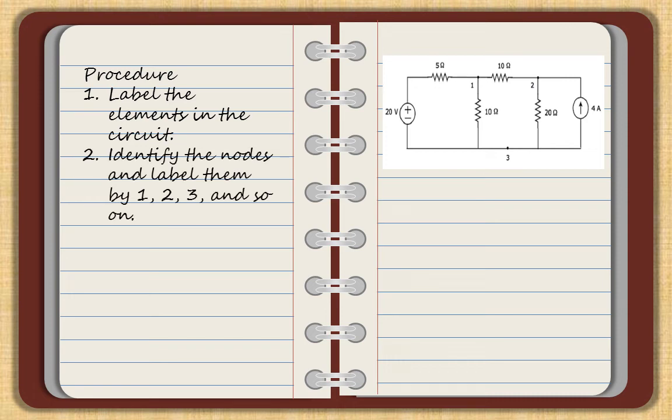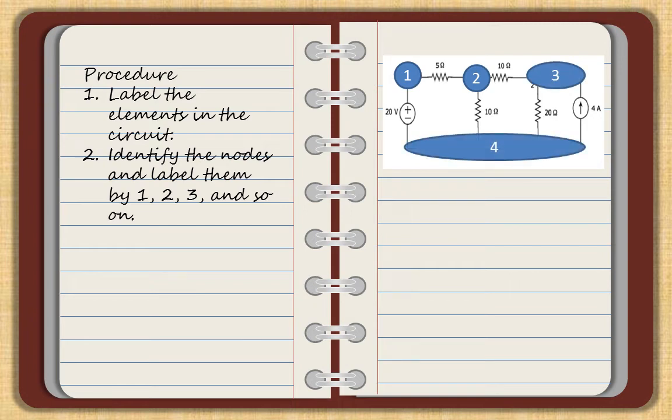The next thing is to identify the nodes and label them 1, 2, 3, and so on. That is why in nodal analysis, one of the important things to know is the nodes in the circuit, how many nodes you should identify. The circuit I show you is the circuit from the previous example. So we all know that there are 1, 2, 3, and 4 nodes. So let's label them as node 1, node 2, node 3, and node 4.